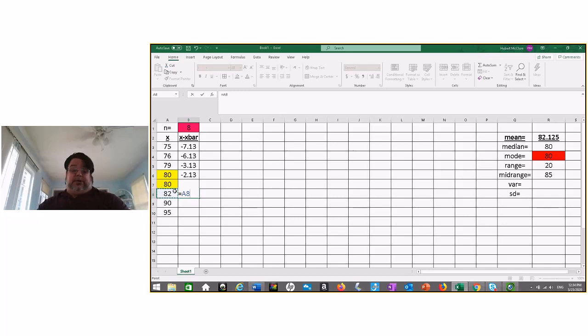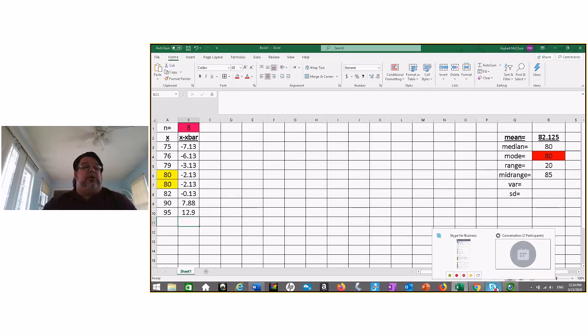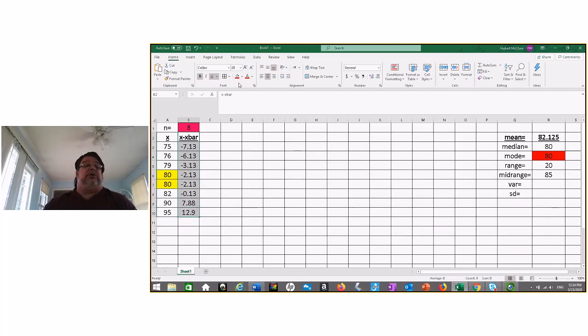Equals this minus this, equals this minus this, and equals this minus this. Okay, so that's the x minus x bar. So I'm going to highlight this. Let's go with that aqua color.